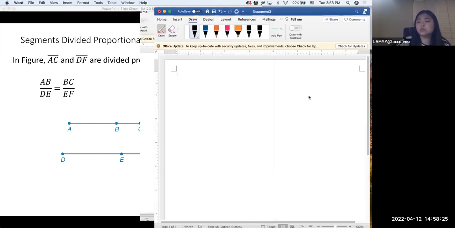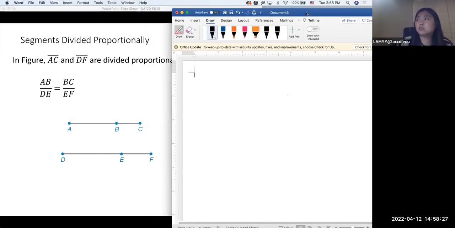Okay, hey, do you guys remember what is the meaning of the proportion? Remember one of the previous sessions, we talked about the ratio.